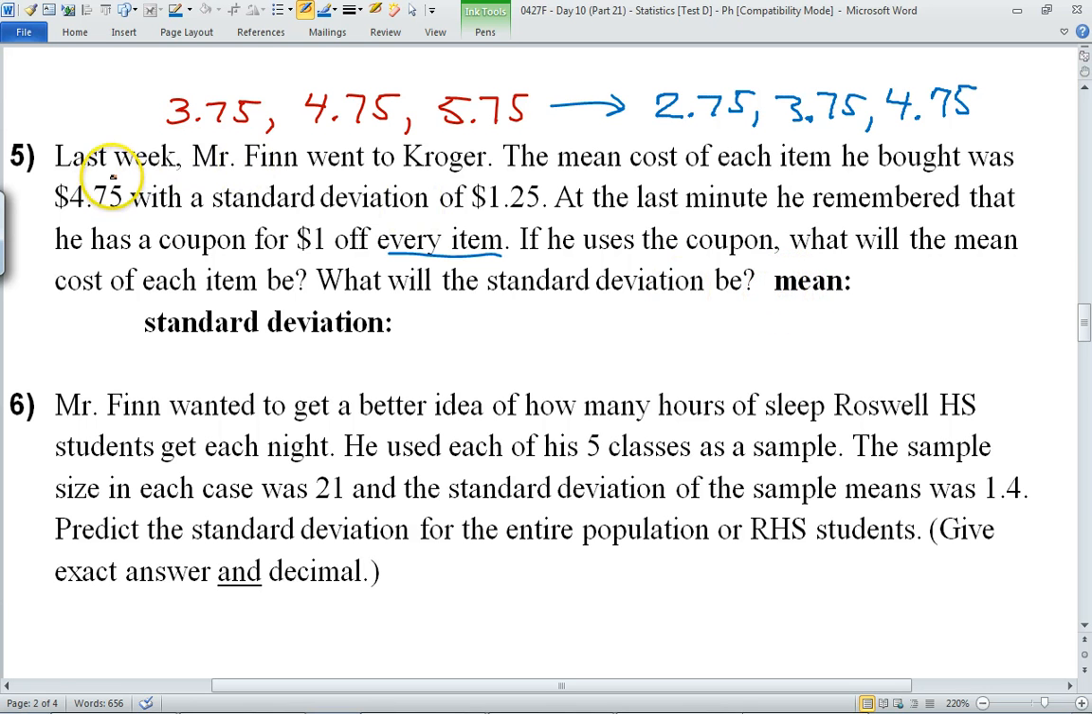So if the original mean was $4.75, sort of like this right here, the new mean is going to be $3.75, sort of like this right here. So we know for a fact that if everything goes down by $1, the mean will go down by $1. So the new mean will be $3.75.